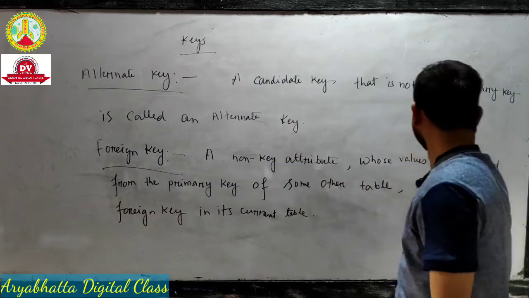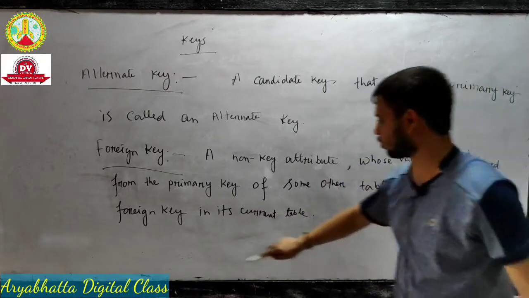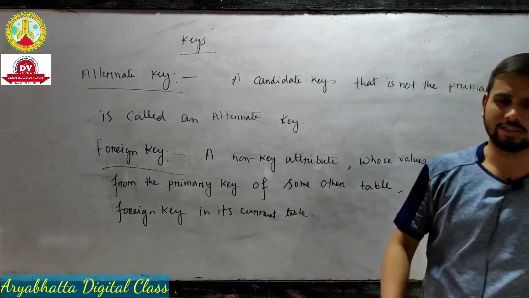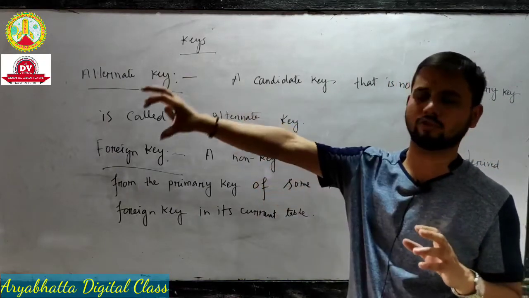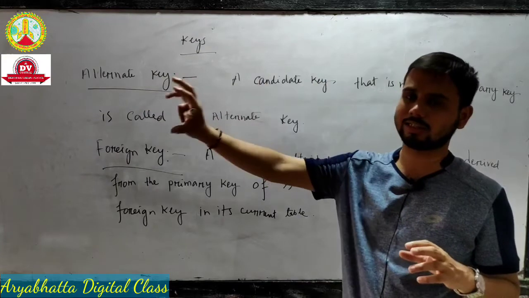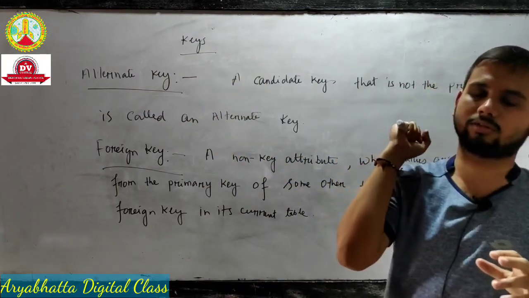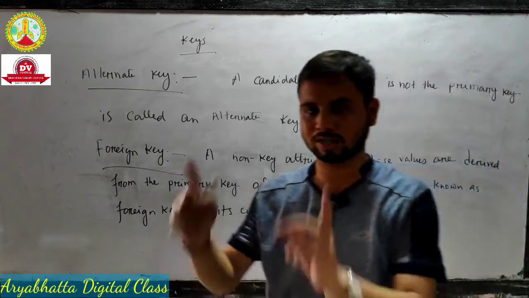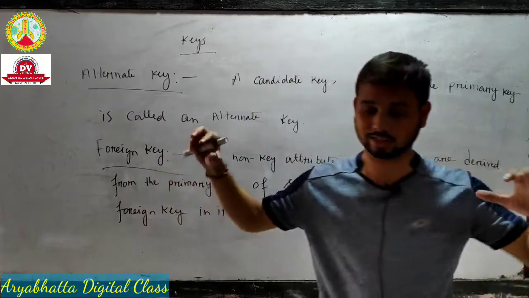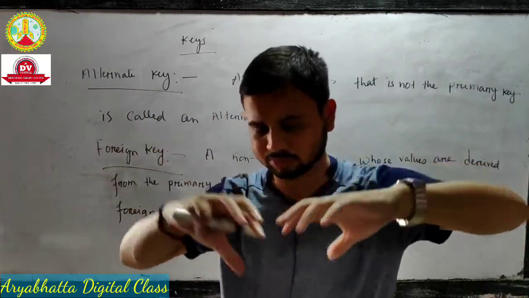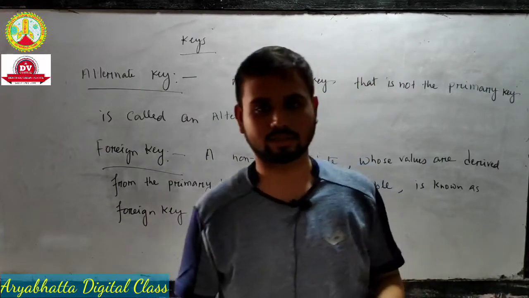A non-key attribute whose values are derived from the primary key of some other table is known as a foreign key in its current table. Means there are two tables, and the key which is the primary key for one table is the foreign key for another table. Understood? Suppose roll number is a primary key, you can say like that. But both tables must be interconnected. You just remember, both tables must be interconnected.